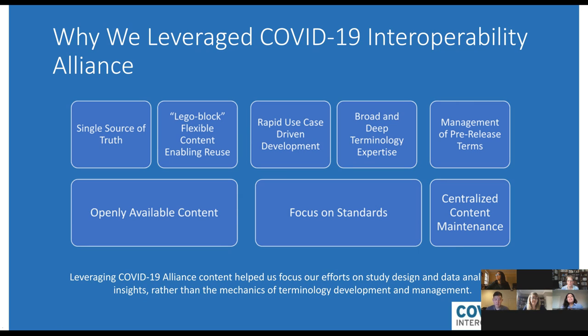The reason why we ended up leveraging COVID-19 Interoperability Alliance value sets, they were very attractive for several reasons. They were openly available. There's a really strong focus on standards, and the centralized content maintenance was really important because we really wanted to focus on the study design. We wanted to focus on the pieces of coordinating our partners in really getting to that finish line of getting some results.